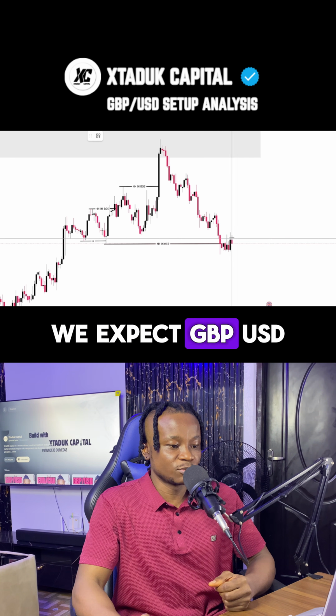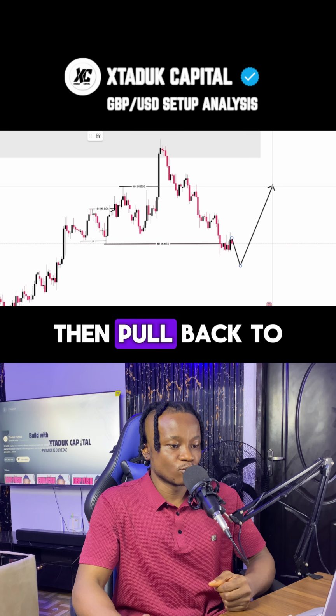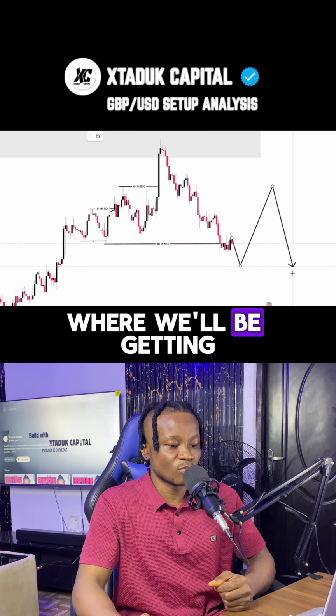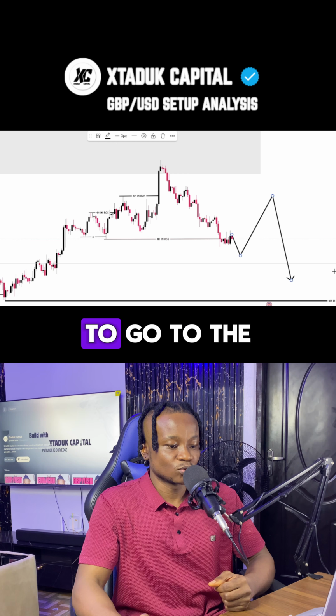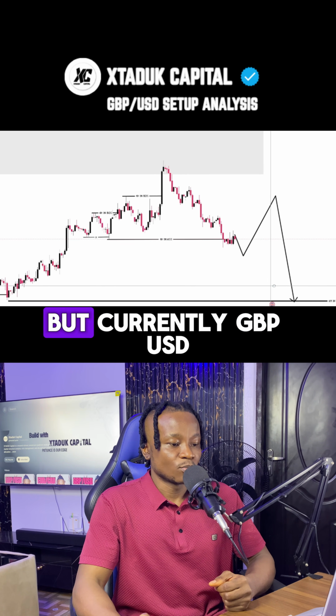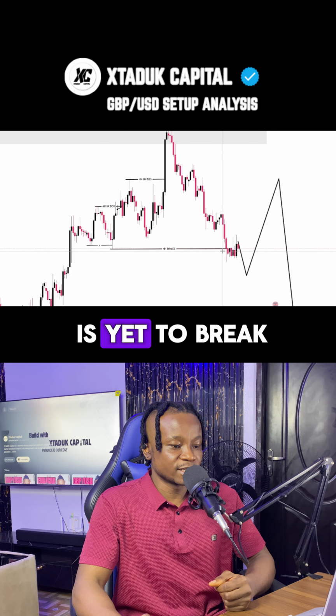We expect GBPUSD to break this low, then pull back to some sort of supply zone here where we'll be getting involved in this market to go to the downside and take out this low. But currently GBPUSD is yet to break this low.